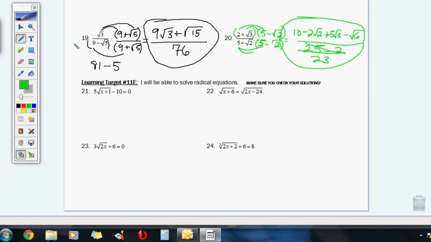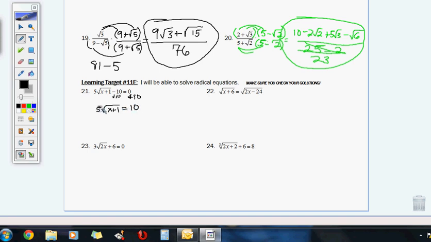All right, here we go. The last learning target of the chapter, solving radical equations. So what we're going to do is step 1 on your notes says, get the radical alone. Well, we have to add 10 to both sides first. Oops, sorry, I don't know why it's doing that. Okay, so add 10 to both sides. So this is going to be 5 times the square root of x plus 1 equal to 10.